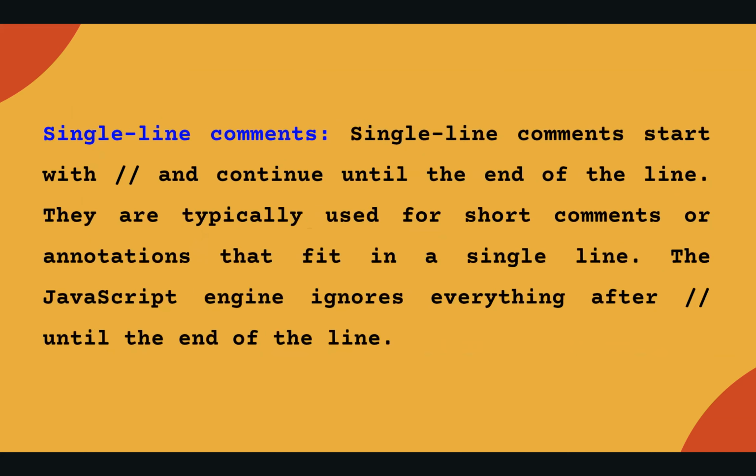Single line comments start with a double forward slash and continue until the end of the line. They are typically used for short comments or annotations that fit in a single line. The JavaScript engine ignores everything after the double forward slash until the end of the line. So if you want to ignore only one line of code, you can use a double forward slash.